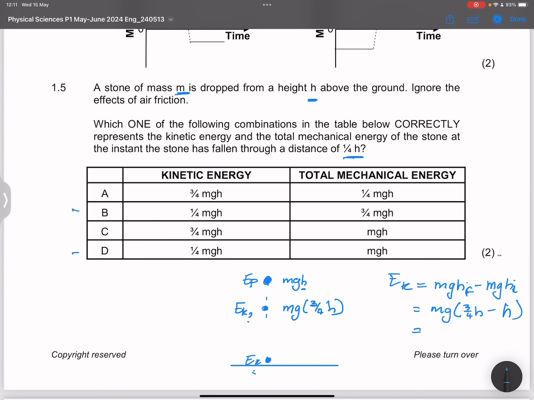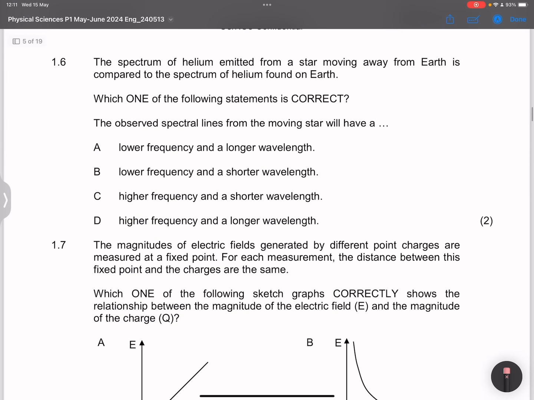So that would be somewhere between the two. But they're also asking, what is the total mechanical energy? It should be mgh because that is what we started with. That's the total. Our kinetic energy was 0 at the top, so our total mechanical energy will be mgh. So EK is 1 over 4 mgh, and it looks like our answer should be D. I hope that you can appreciate the explanation, guys, as we go to the next one.